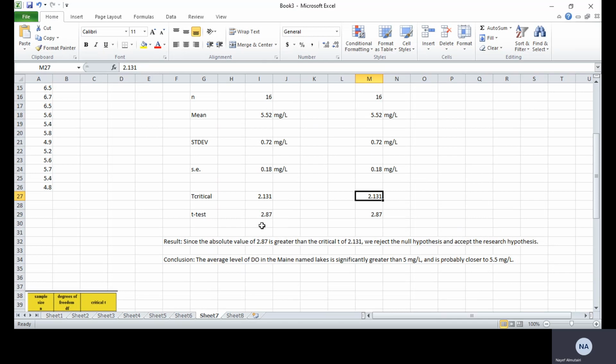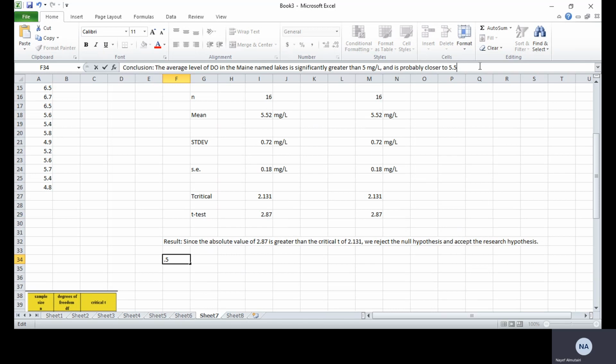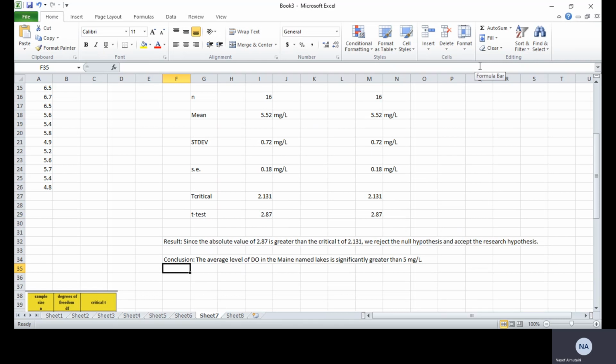Okay, and you should put the conclusion like this. I know the book added the other one. You don't have to put the last sentence, but I think this is enough for a conclusion. The average level of DO in the state of Maine named lake is significantly greater than 5 milligram per liter, or greater than the standard put by the state.